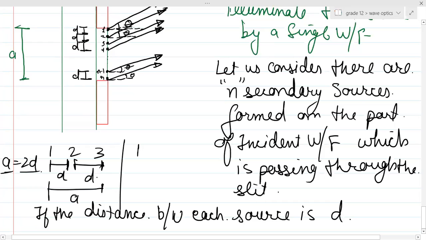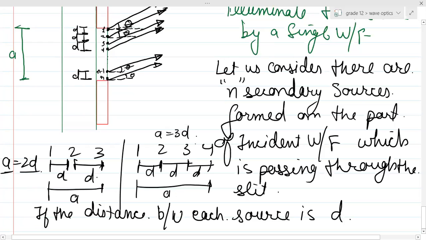When you assume 1, 2, 3, 4 sources, can you see d, d and d? So here this distance between 1 and 4 is basically equal to a. So what is it here? Can you see a equals 3d? Yes or no? Guys, are you understanding what I'm trying to do?